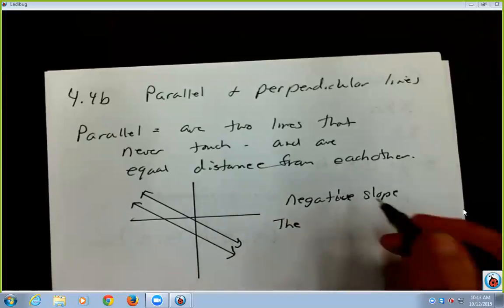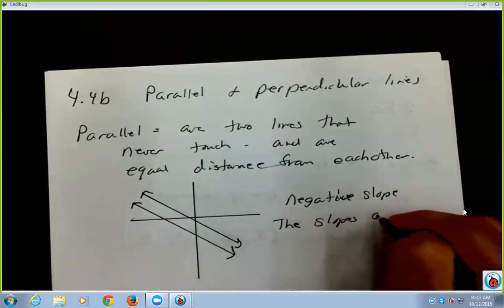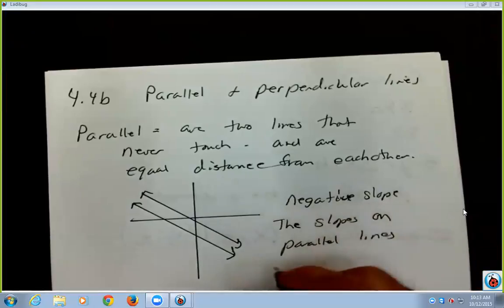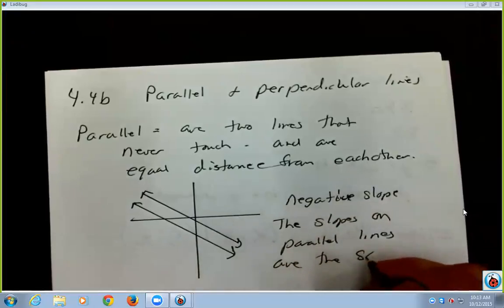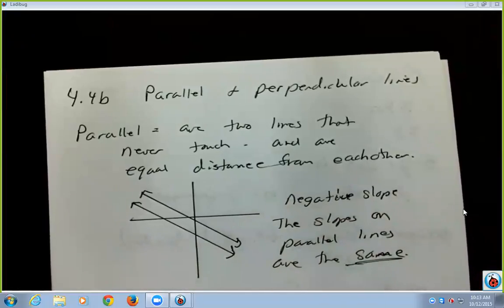The slopes on parallel lines are the same. So they're identical to each other. So they're the exact same.